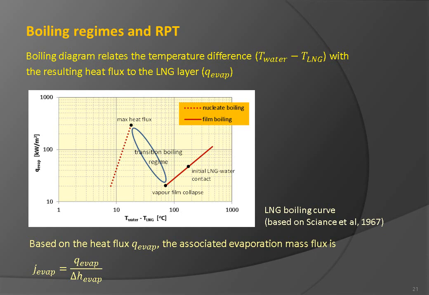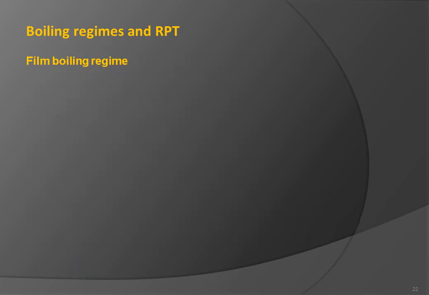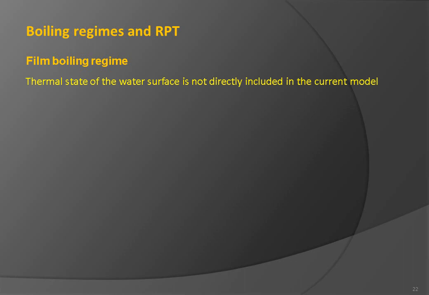In the present case, the water temperature is 25 degrees Celsius, resulting in a temperature difference of 187 degrees Celsius for the LNG water contact. Such a high temperature difference facilitates film boiling. The temperature difference starts to decrease as the water surface cools down and freezes. The thermal state of the water surface is not directly included in the current model, which means that it needs to be approximated by an empirical correlation.